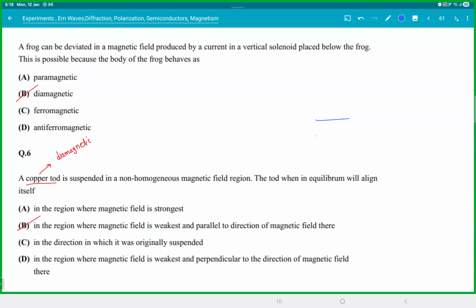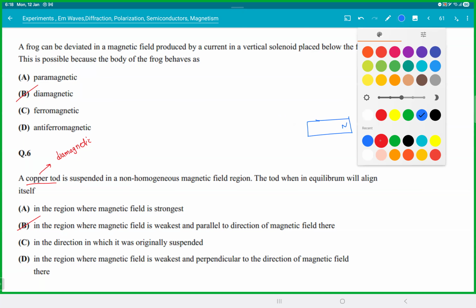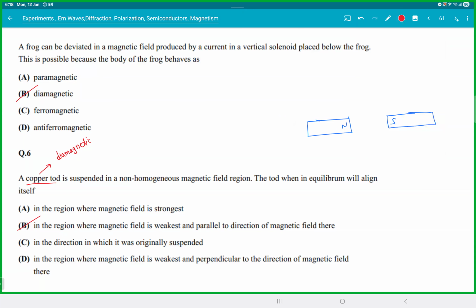You guys remember this thing? When you put a diamagnetic material between two magnets, if you put some diamagnetic powder, how does it align? At the center the field is the weakest. So the diamagnetic powder will become a pile like this. This is how the shape will form between the magnets if you keep it. So basically at the center the field is weak and near the poles the field is strong.